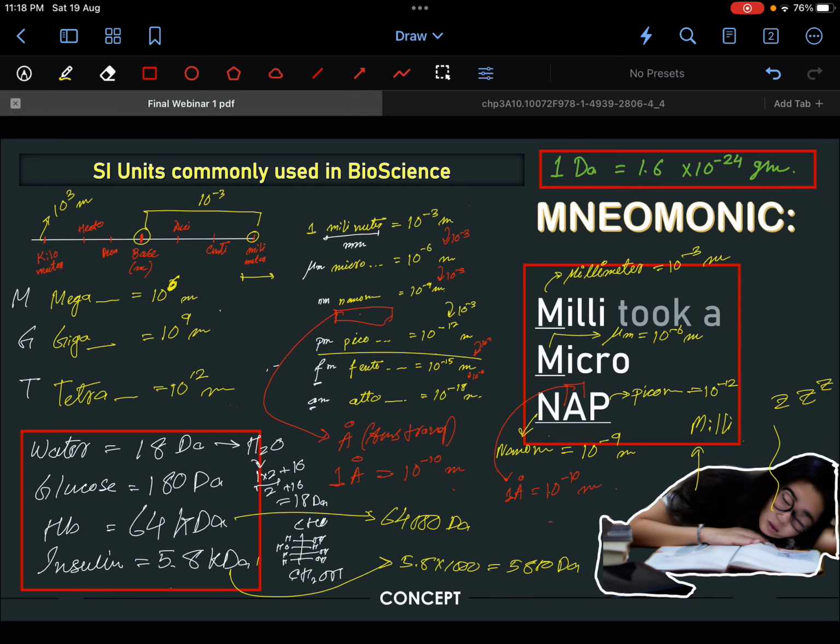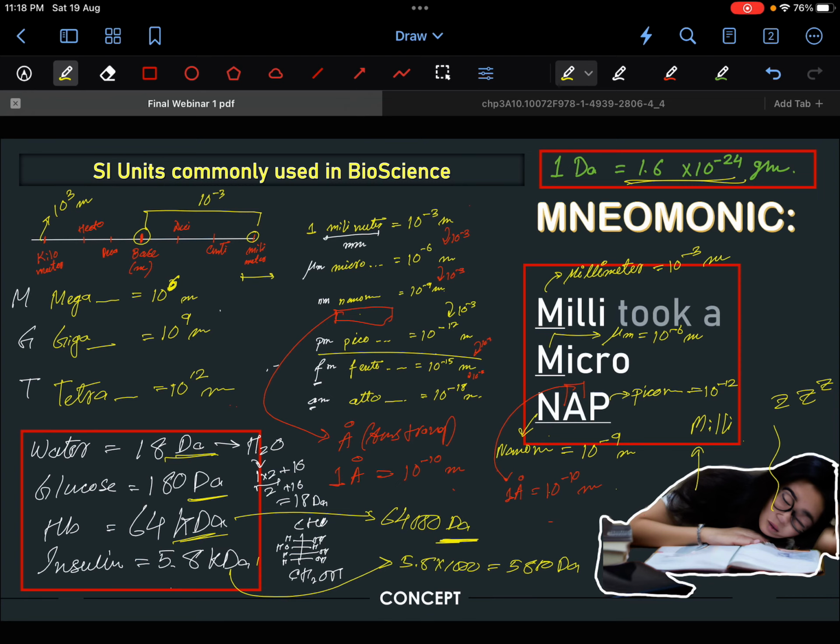And okay, so what is dalton? 1 dalton is equal to 1.6 into 10 to the power minus 24 gram. It is written here in the upper section. I think you can see this written here. So here we are discussing the daltons, right? Here is the dalton, 180 dalton, 64 kilodalton, 64,000 dalton.